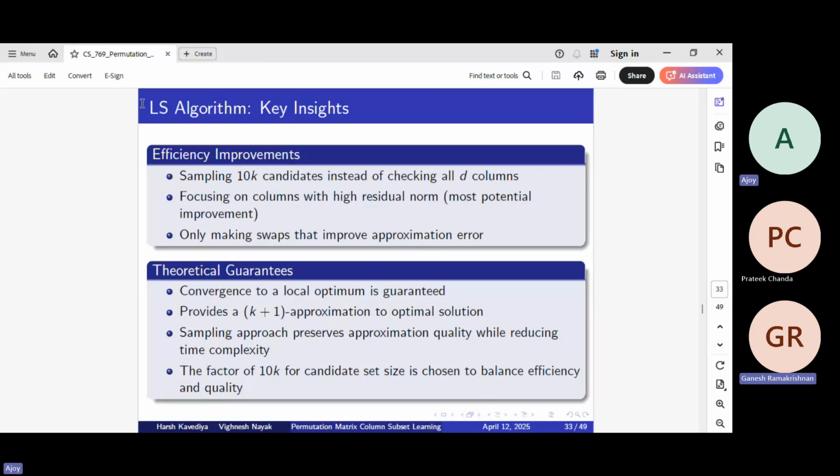Do you have any slide on the guarantees? You're talking about the guarantees. Okay.